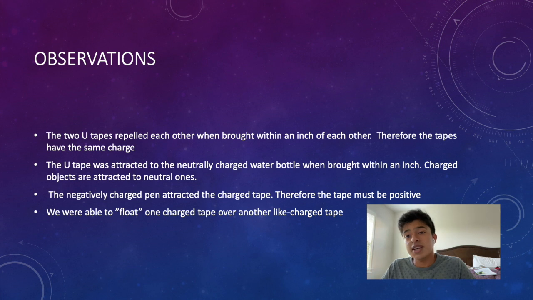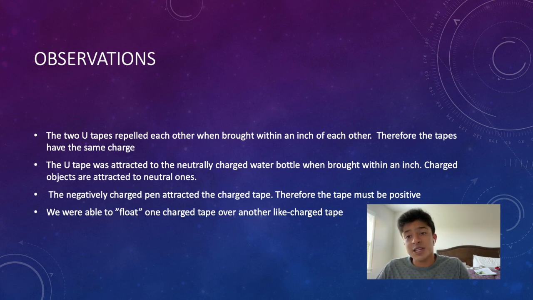So we were tasked with carrying out 4 different experiments. The first was we charged 2 pieces of Scotch tape in a similar fashion to acquire the same charge by ripping them off of other pieces of tape. When these 2 tapes were brought near each other, we saw that they repelled, meaning that these 2 tapes had the same sign of charge.